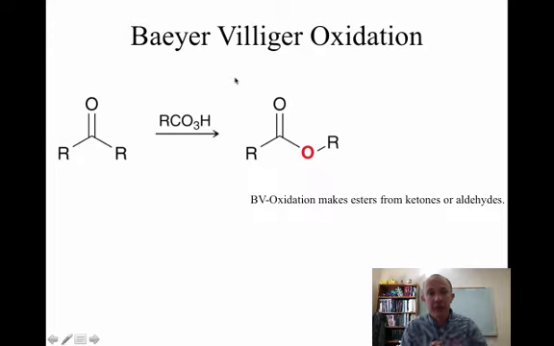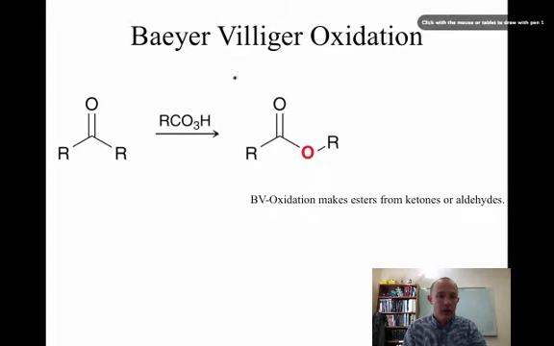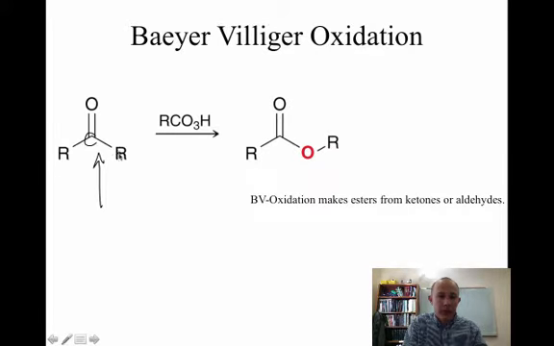Okay, the last reaction that we're going to talk about in this video is called the Baeyer-Villiger oxidation. This is a really weird reaction. You start with a ketone or an aldehyde, and what you do is you stick an oxygen in between the carbon of our carbon-oxygen double bond and one of the groups that's bonded to our ketone or aldehyde to get an ester functional group.